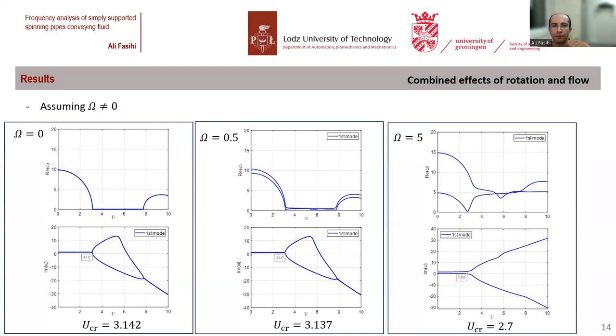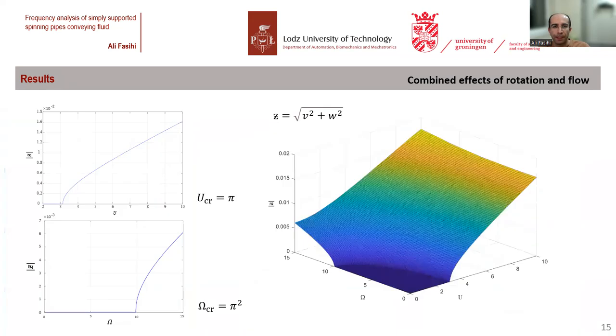Frequency analysis for different values of omega shows that increasing rotational speed decreases the critical speed of the system. Numerical simulation also confirms that. This figure shows the equilibrium position of the pipe with respect to flow velocity when rotational speed is zero. It shows the absolute value of deflection. And this figure shows that by increasing the rotational speed, the critical flow velocity decreases, and at omega equals pi to the power of 2, it is zero.